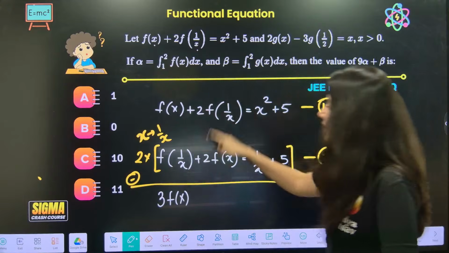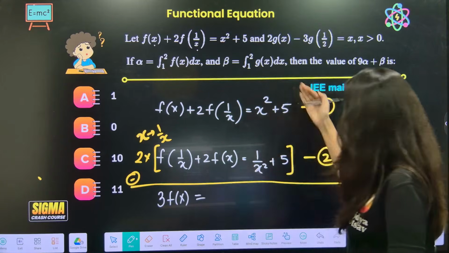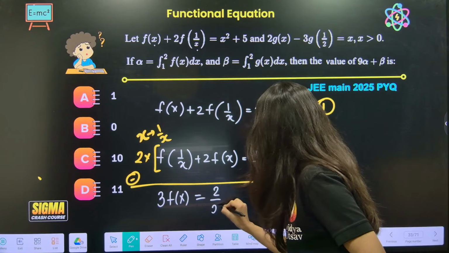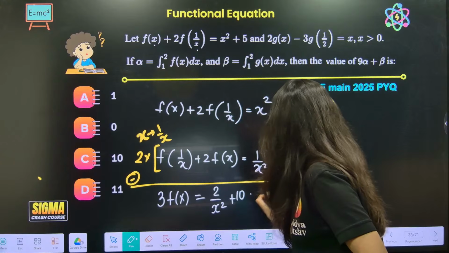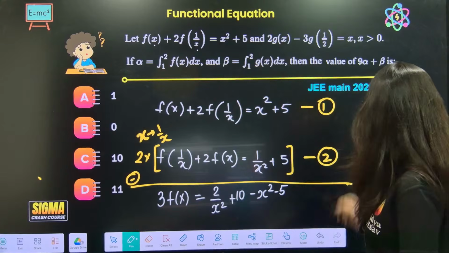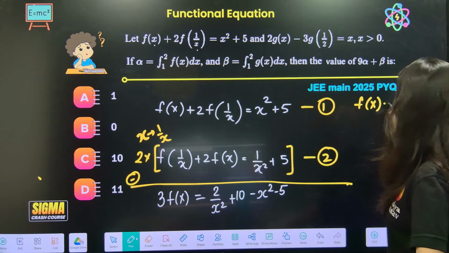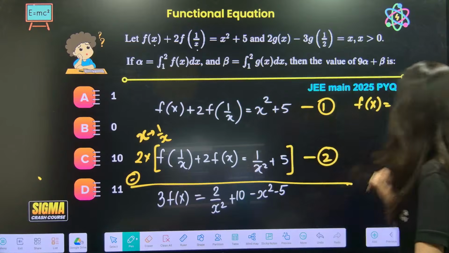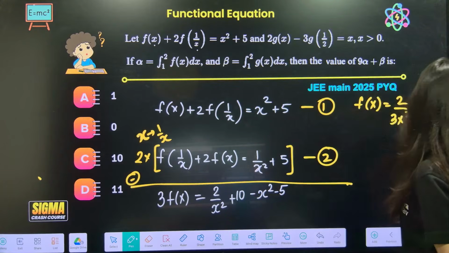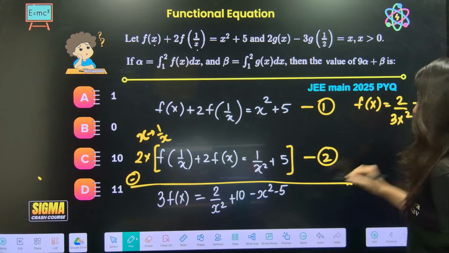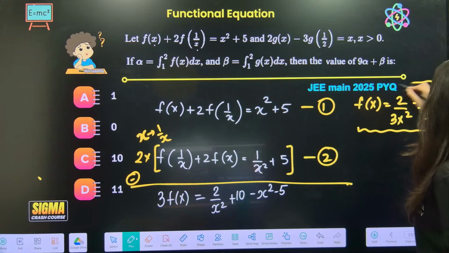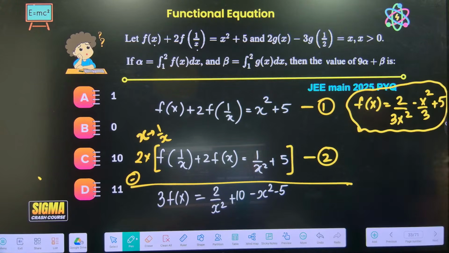Then f of 1 by x, f of 1 by x anyway cancel. Here this minus this you are doing. Don't forget to multiply this 2 over here. So 2 by x square plus 10 minus x square minus 5. This is what your 3f(x) will be. f(x) from here, if I solve, it will be 2 by 3x square minus x square by 3 plus 5. That's it. This is your f(x). Final f(x). Okay, so now you have your f(x) also.